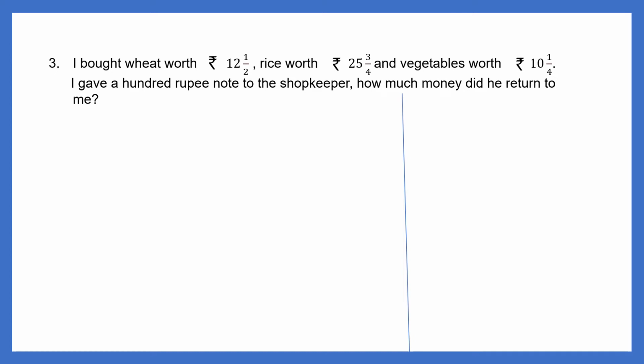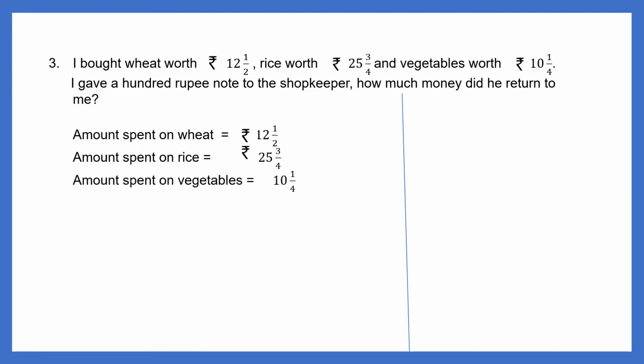So let's see first how much I spent. Amount spent on wheat is rupees 12 1/2. Amount spent on rice is rupees 25 3/4. Amount spent on vegetables is rupees 10 1/4. So I need to find out how much I spent totally. To find the total amount spent, I need to add all these amounts. So I need to add 12 1/2 plus 25 3/4 plus 10 1/4. So now we have an addition sum here. Addition of fractions, and we all know how to do addition of fractions.